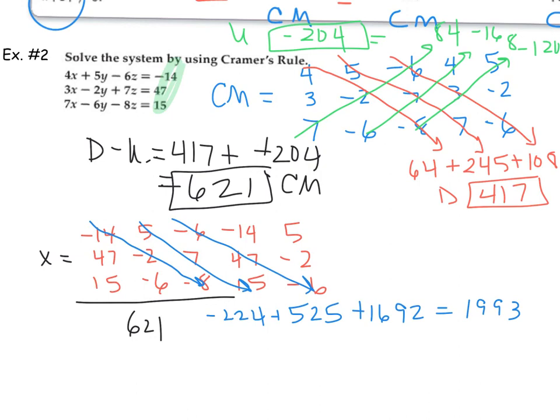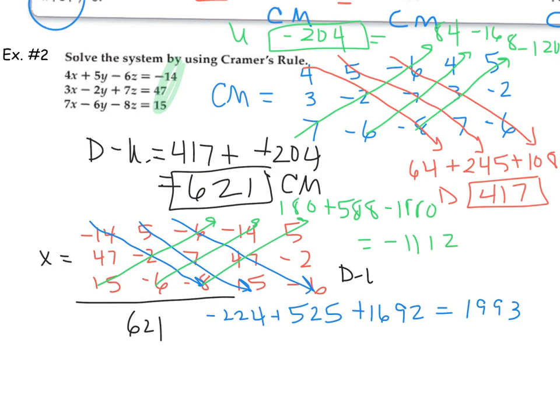Okay, so now I'm going to do the ups. Well, the ups would be this one, and this one. So the three numbers for the ups are 180 plus 588 minus 1880. Okay, and that one would equal negative 1112. So then the downs minus the ups would equal 1993 minus a negative 1112.